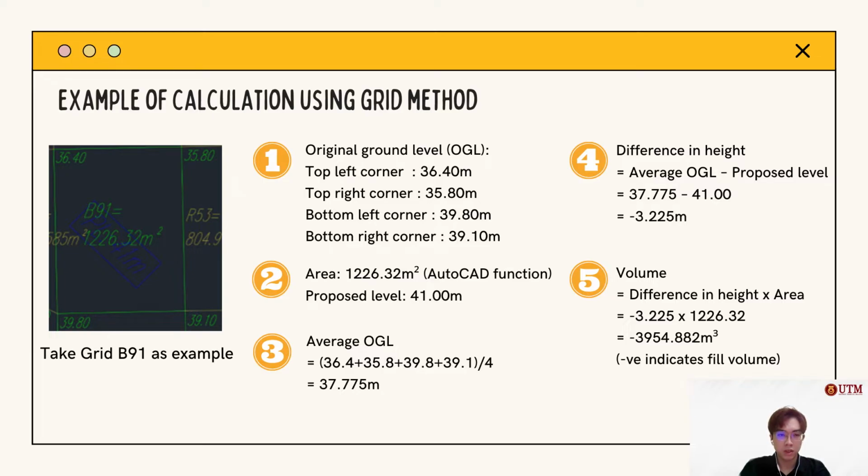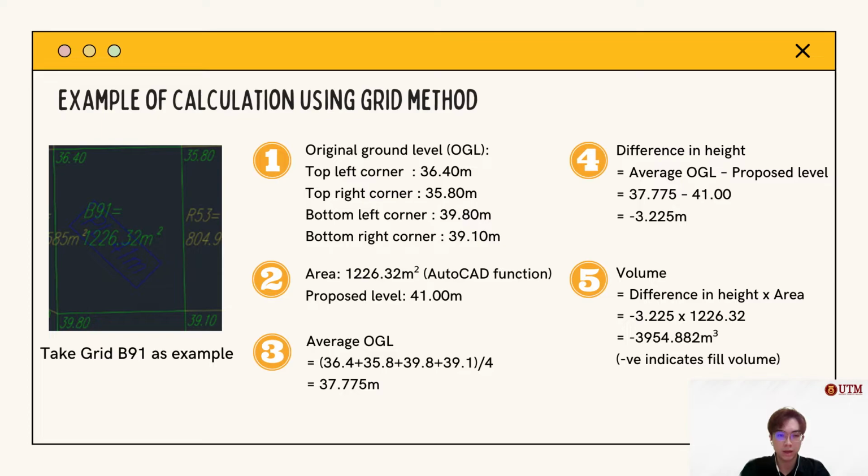Example of calculation using the grid method. I will take grid B91 as an example. The first step is we need to investigate the original ground level, OGL, for each corner. At top left corner is 36.4 meter, at top right corner is 35.8 meter, at bottom left corner is 39.8 meter, and bottom right corner is 39.1 meter.